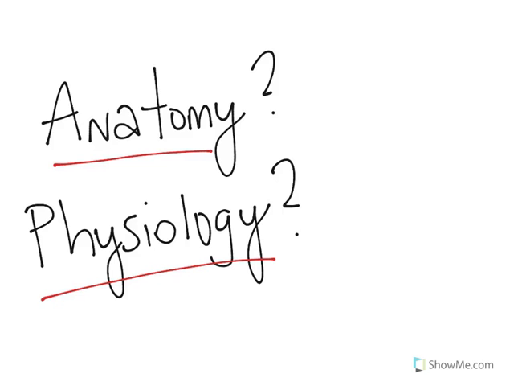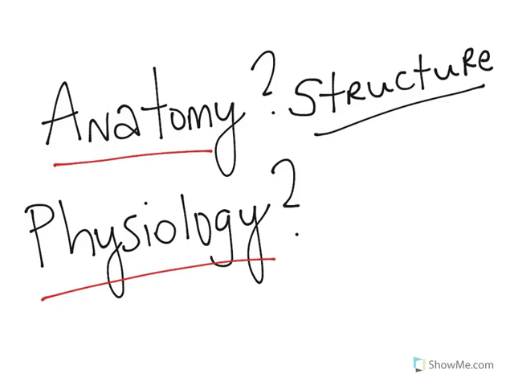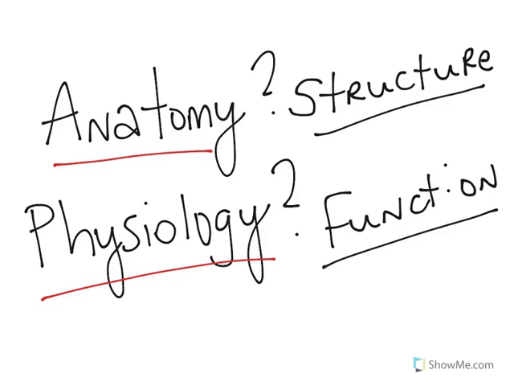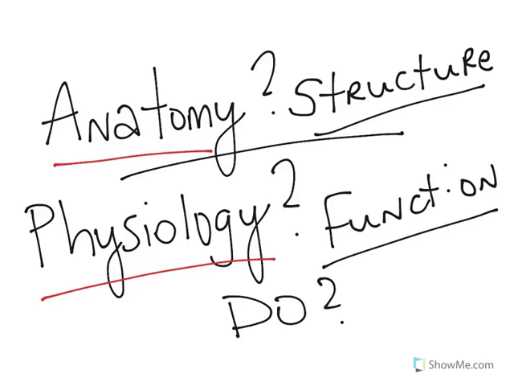For our purpose, when we talk about anatomy, we're talking about the structure of something. We're talking about its shape, its texture, its size. When we look at physiology of something, we are studying its function. So the question that you should ask when looking at physiology is, what does this particular anatomical structure do? What is its function? How does it carry out its job?